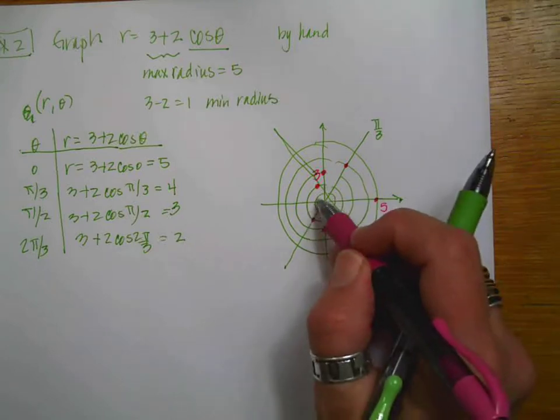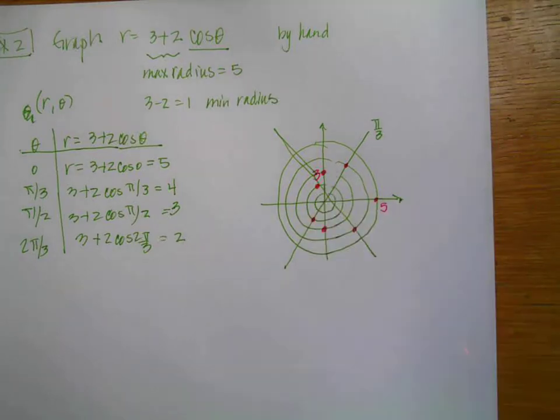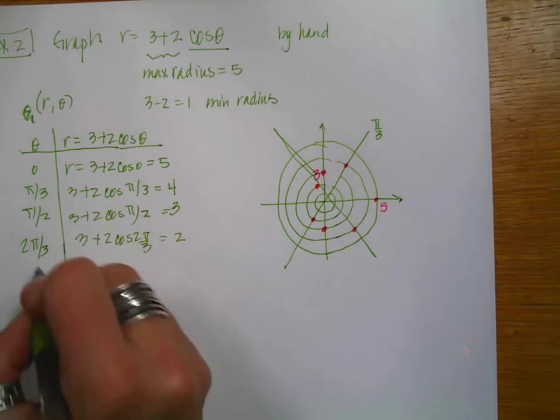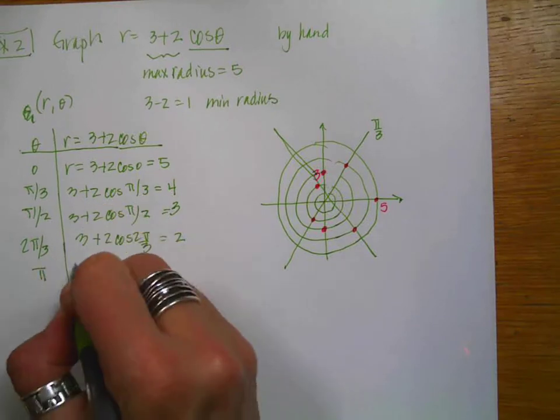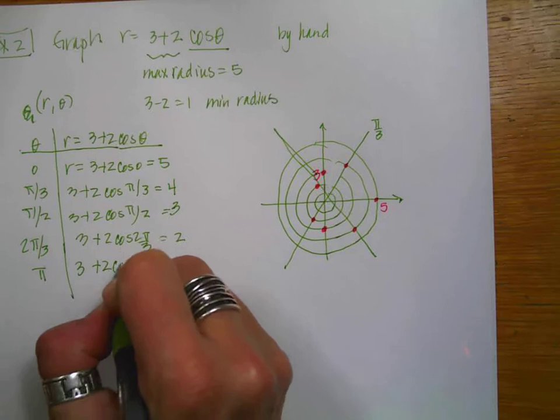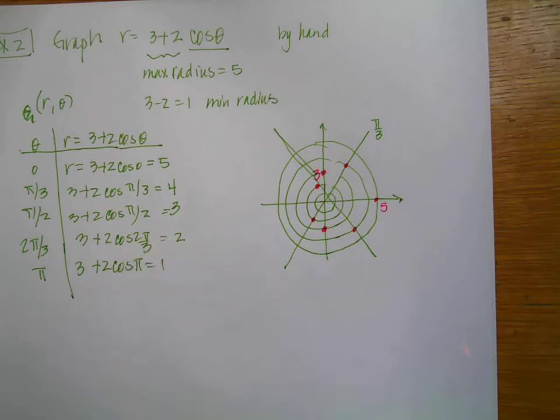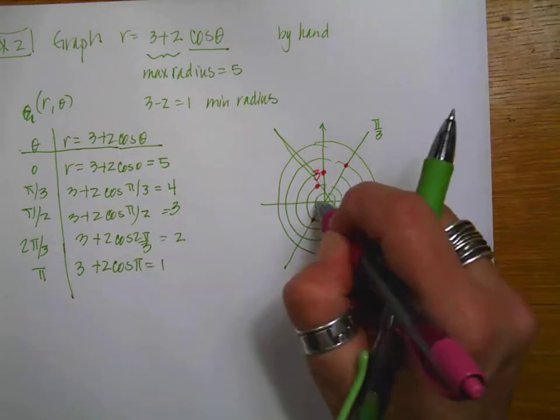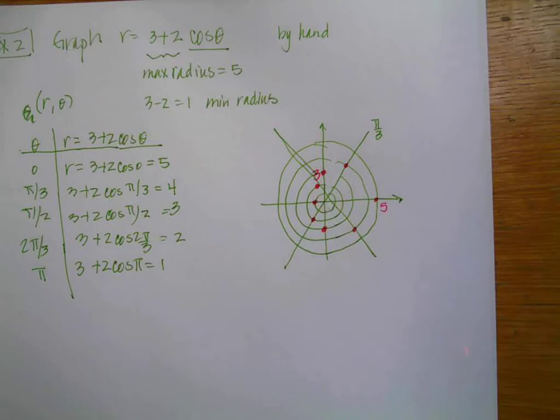Notice that these points look a little bit different than the last one. They're changing shape a little bit. And then the next angle that I'm going to choose is pi, so I get 3 plus 2 cosine pi equals 1. So at pi, it's 1. It's sitting on the axis of reflection, therefore that one doesn't go anywhere.